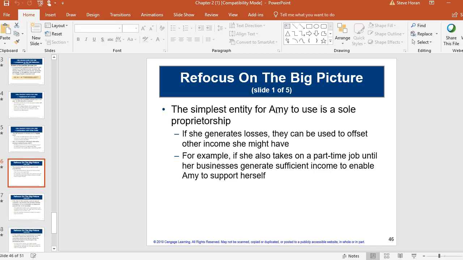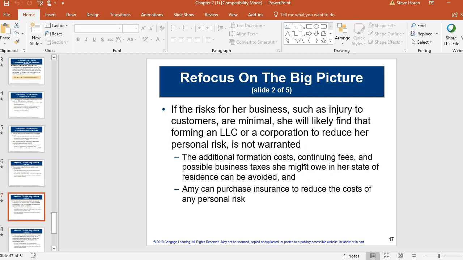And then coming back to the big picture for Amy, our volleyball player who's going to start a business. Again, it says here we should maybe set her up as a sole proprietorship. If she generates losses, they can be used to offset other income that she might have. So if she's got some W-2 wages from somewhere, these losses would offset that and reduce her tax bill. If she has a part-time job until her business has enough income that she can support herself, so if she starts her business but keeps a part-time job just to have money coming in the door, these losses would offset her W-2 earnings and maybe reduce her tax bill by quite a bit.